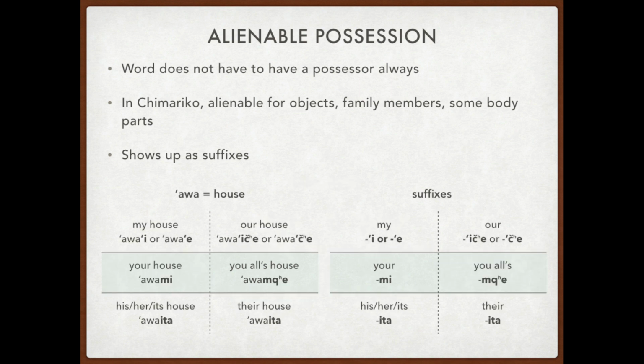So this is alienable possession. This also goes for family members like your mother, your kid. It goes for some body parts, which we will get into later. But here we just have a general cheat sheet of what kind of suffixes you use for alienable possession. You'll see them on the right side, and you'll notice that you can take those suffixes and put them onto awa, and that's how you say my blank.